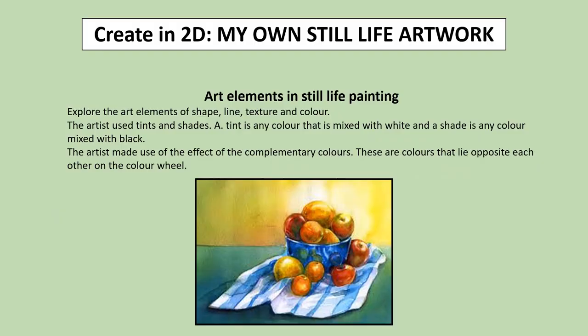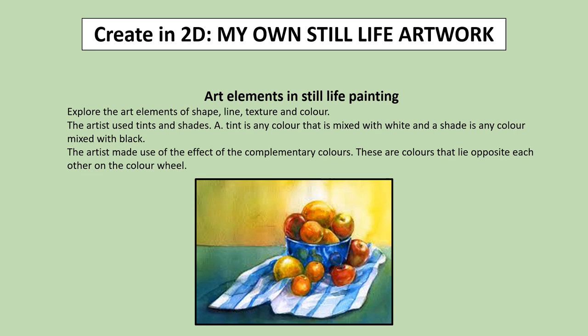Still life art activity. Create in 2D. Look at the following example and analyze the art elements in this still life painting. Explore shape and line, texture and color. The artist used tints and shades. A tint is any color that is mixed with white, and a shade is any color mixed with black.